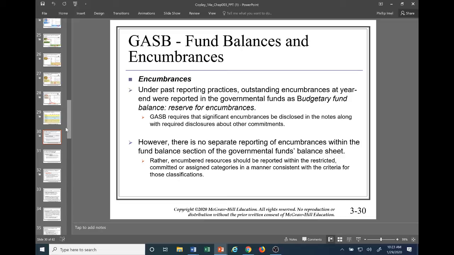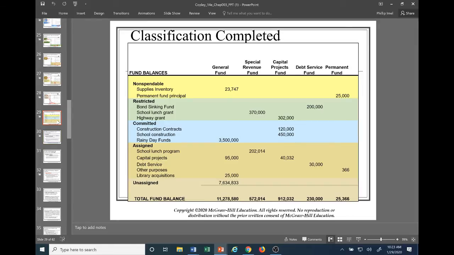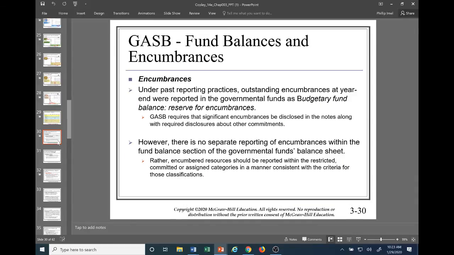Okay, we're going to get into that. Here, the bottom part of it says, however, there is no separate reporting of encumbrances within the fund balance section of the governmental funds balance sheet. So once again, remember, here's the fund balances. We don't see anything that says encumbrances, right? Because encumbered funds belong where? In the assigned general fund. That's why there's not an encumbrance. So that's what this bullet's talking about there. We're not going to see an encumbrance because they're going to be assigned in the general fund, right?